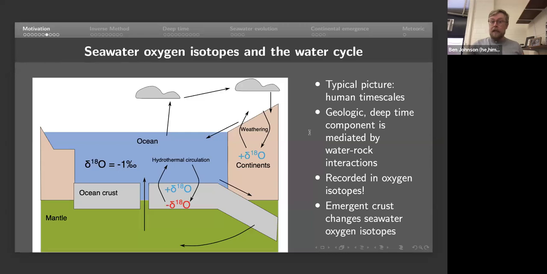If the crust is below sea level and it's not interacting and weathering in that way, then it won't act as that sink, and the ocean should respond, therefore, by having a higher δ18O value, because you're missing that one sink for oxygen-18 in this geologic water cycle framework.